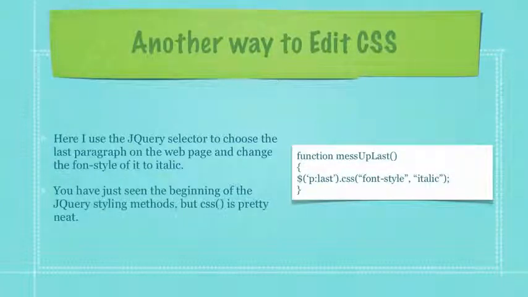Here I use the jQuery selector to choose the last paragraph on the web page and change the font style of it to italic. You have just seen the beginning of the jQuery styling methods, but I think you'd have to admit that the CSS function is pretty neat.